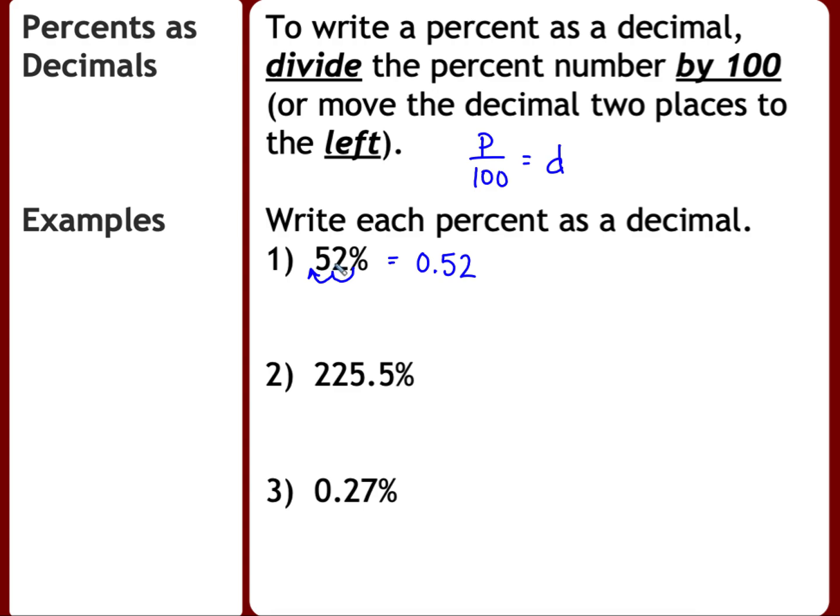Remember, 52% means 52 over 100. All right, looking at our next one, again, dividing by 100. This time we get 2.255. So 225 and 5/10% is equal to 2 and 255 thousandths. And finally, this one's going to turn out to be really small. We have 27 hundredths of a percent, so that's a very small percentage. If we divide that by 100, we need to insert a 0. We get 0.0027 for our answer. So 27 ten-thousandths. Here's some for you to try.